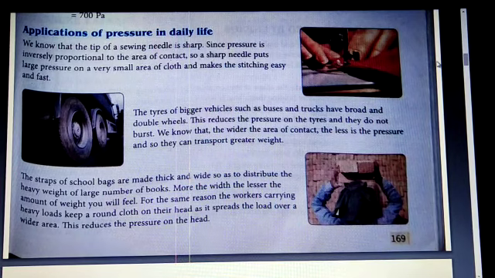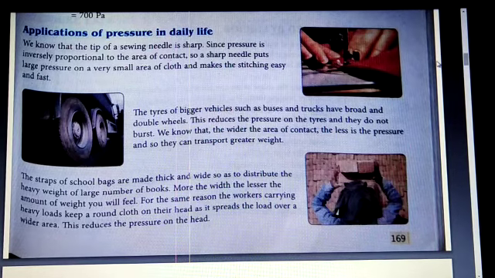So what is the reason? It spreads the weight of the tokri or the load, whatever they are carrying, over a wider area. So that reduces the pressure on the head. Okay, thank you.